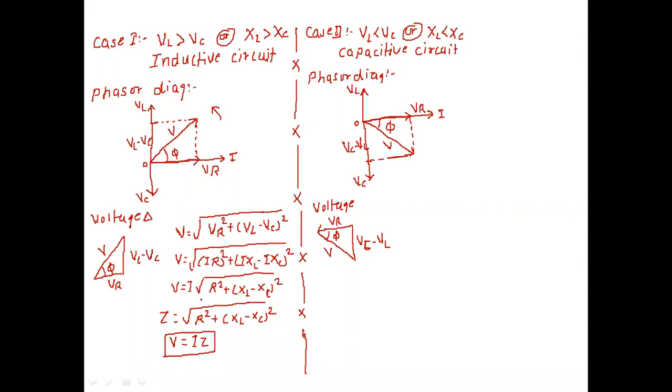Similarly, if I write the formula for the total voltage in the second case, the formula becomes V is equal to under root of VR square plus, now here the case is, (VC minus VL) square.